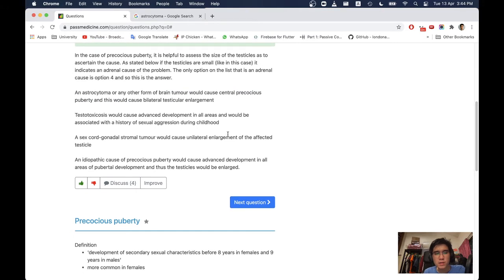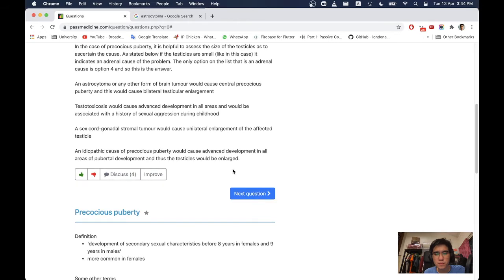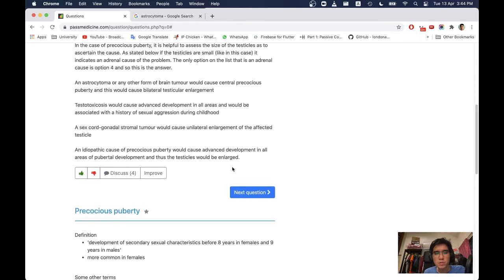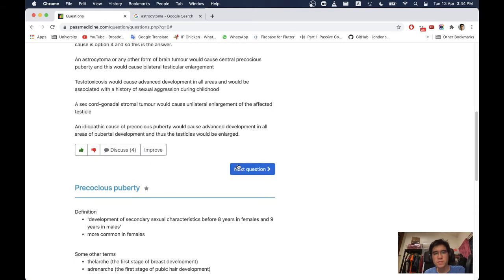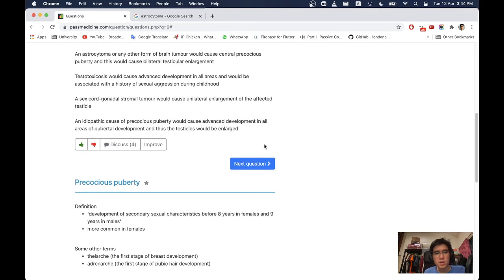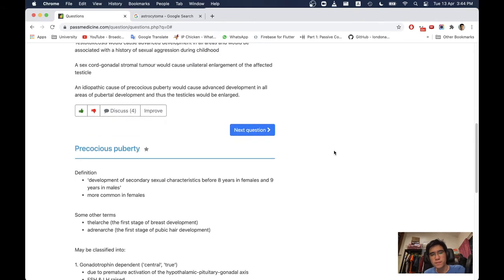Testotoxicosis would cause advanced development in all areas and would be associated with a history of sexual aggression during childhood. A sex-cord gonadal stromal tumor will cause unilateral enlargement of the affected testicle. An idiopathic cause of the precocious puberty would cause advanced development in all areas of pubertal development, and thus the testicles would be enlarged.